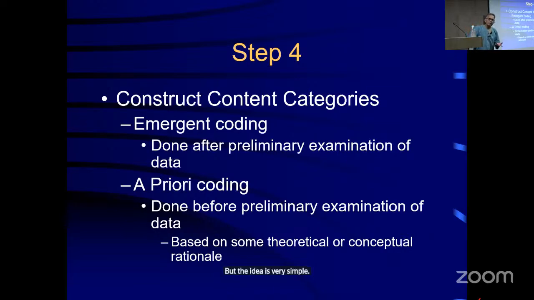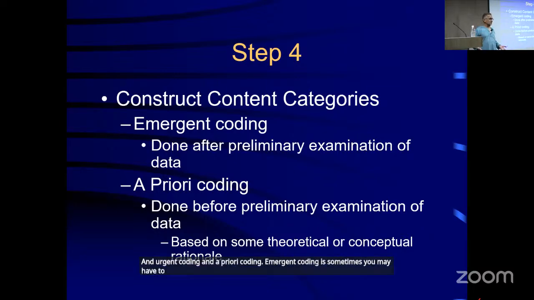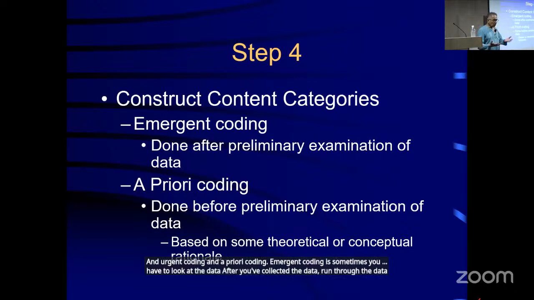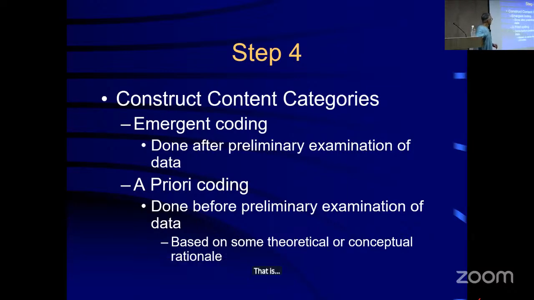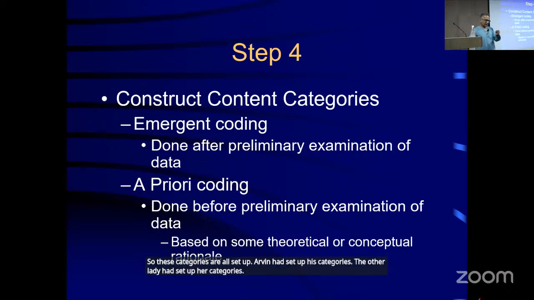Emergent coding and a priori coding. Emergent coding is when sometimes you may have to look at the data after you've collected it, run through the data, and then talk about what would be a good category to categorize these sentences. That is emergent coding. But most of the time in research methods, we do all of this beforehand. It's a priori. So these categories are all set up. Arvind had set up his categories. The other lady had set up her categories. And that's how content analysis is done.